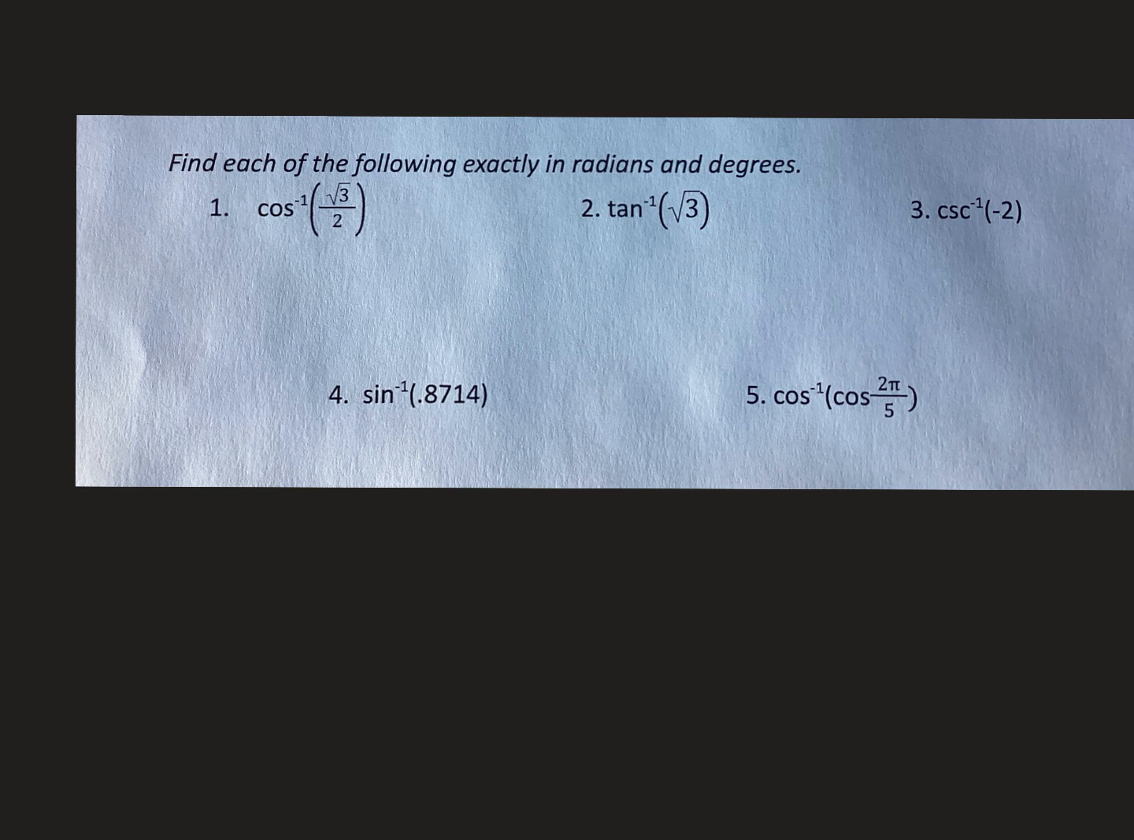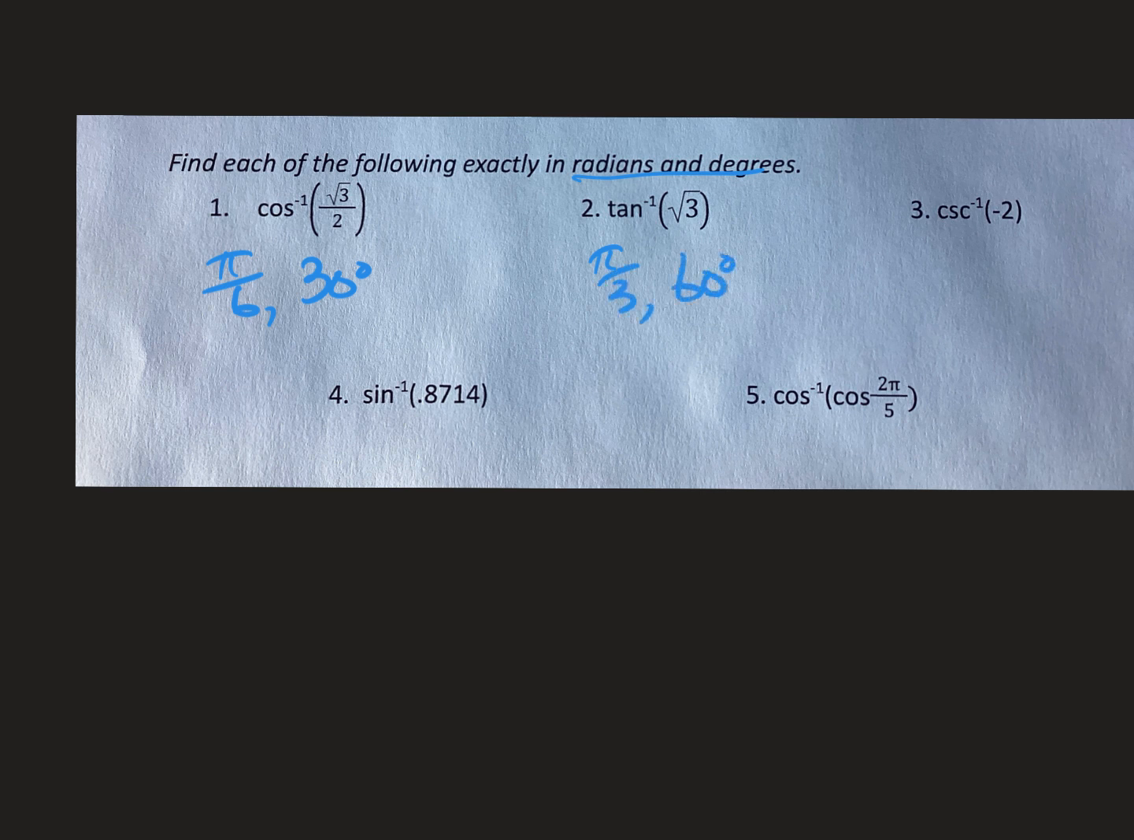So where's inverse cosine of square root of 3 over 2? At pi over 6, which happens to be 30 degrees. So make sure you put both answers like the directions say. Where's inverse tangent of square root of 3? There's only one square root of 3, so it's pi over 3. Pi over 3 is 60 degrees.